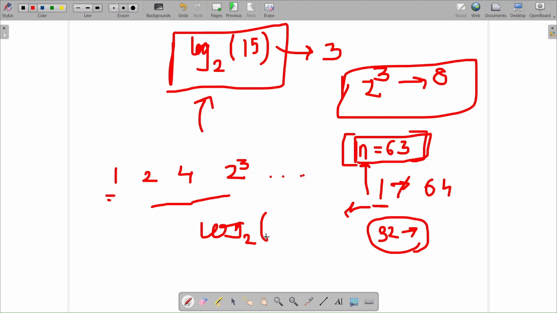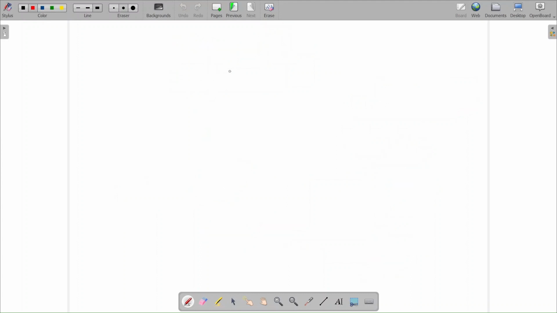Log of 63, what does it give? It gives 5. And on the basis of that, we raise the power, 2 raised to 5, and we get its position. Simple thing. So what will our algorithm be like?